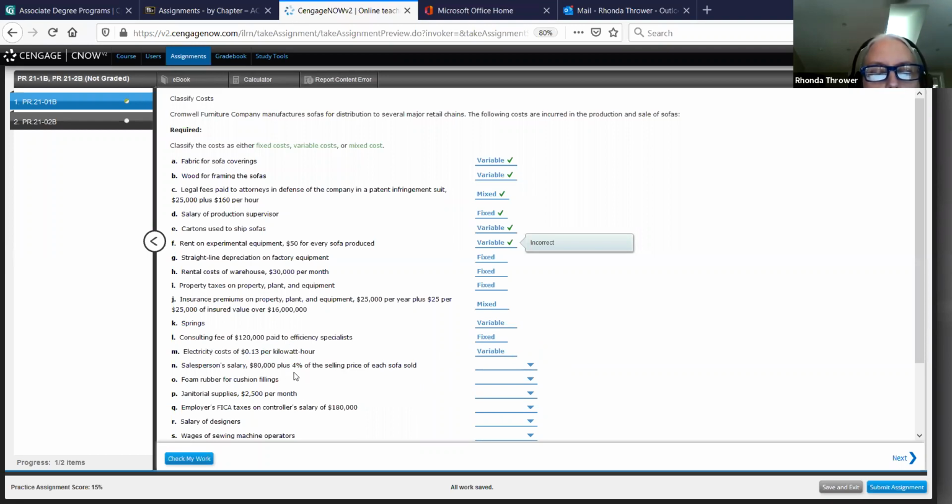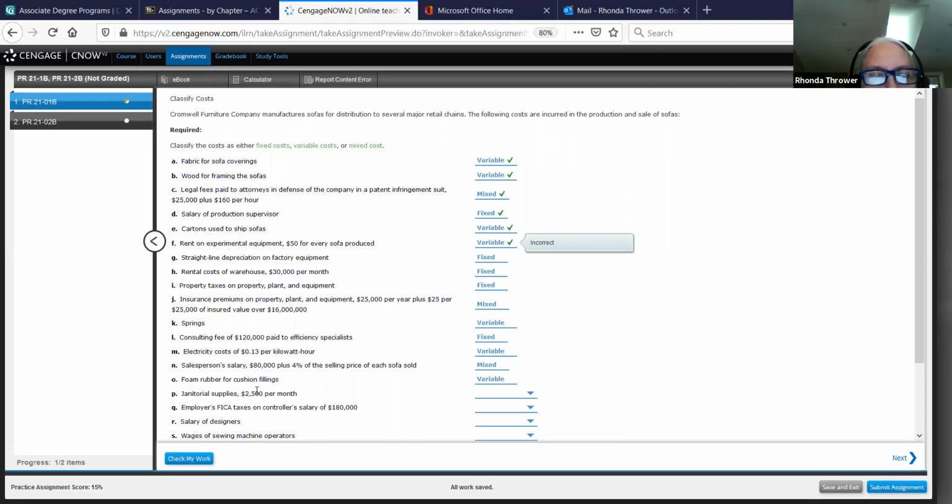The salesperson's salary is $80,000 plus 4% of the selling price of each sofa sold. This is what we refer to as a mixed cost. $80,000 is fixed, but 4% of the selling price of each sofa sold is variable. So this is an example of a mixed cost. Foam rubber for cushion fillings is a variable cost because it is a direct materials type of cost, and it will vary depending on the number of cushions that we are producing or the number of sofas that we're producing.